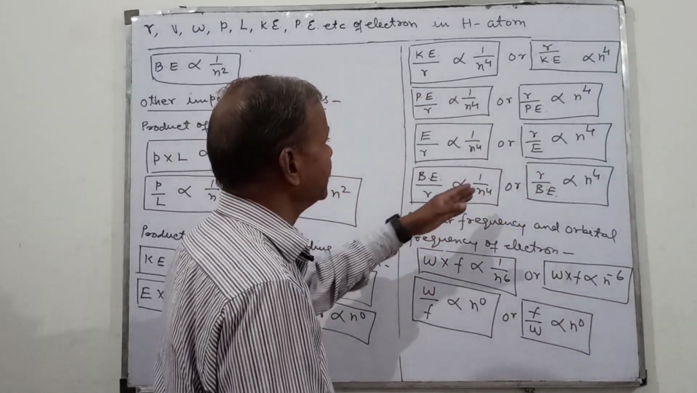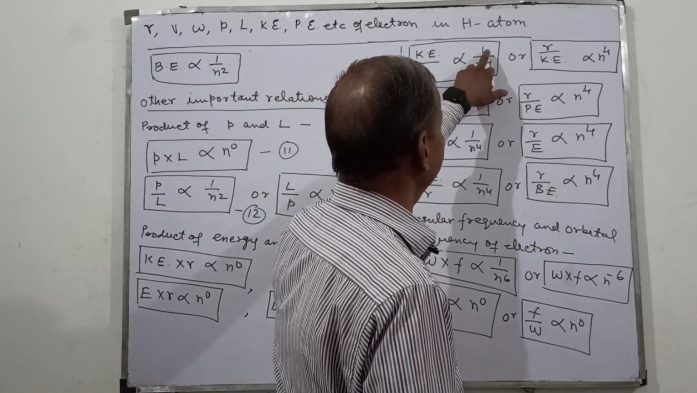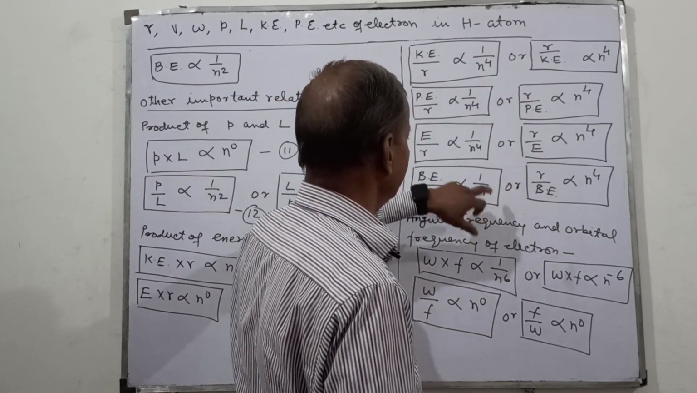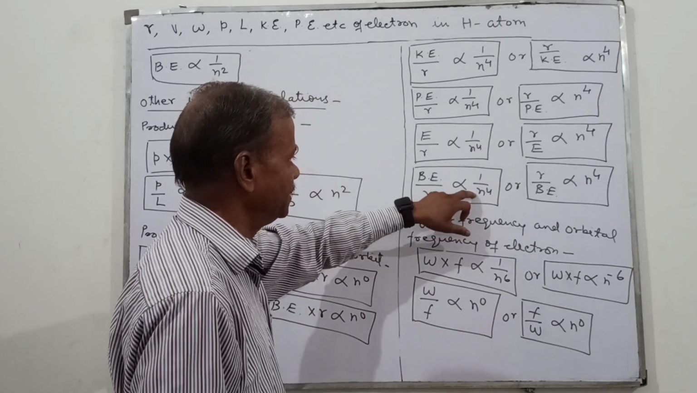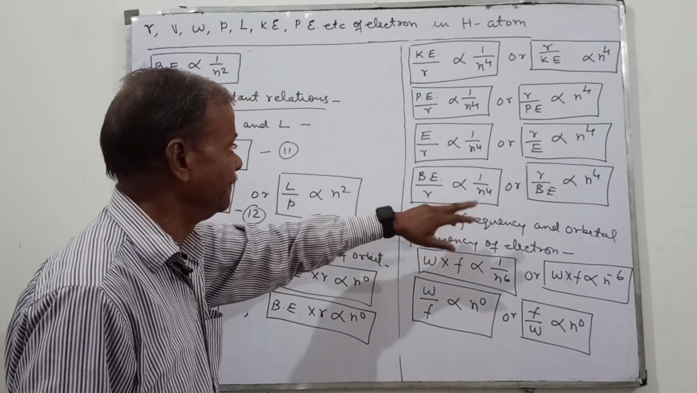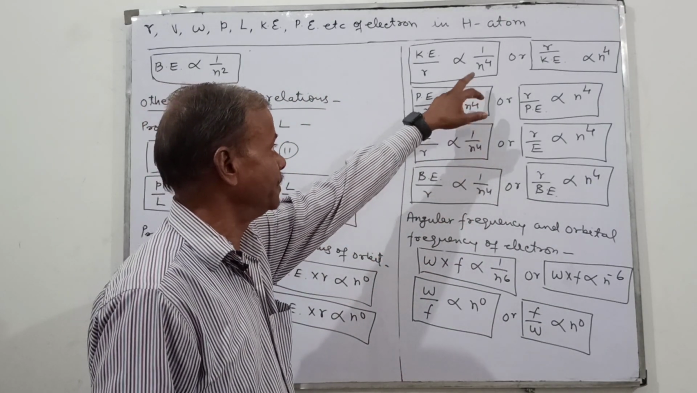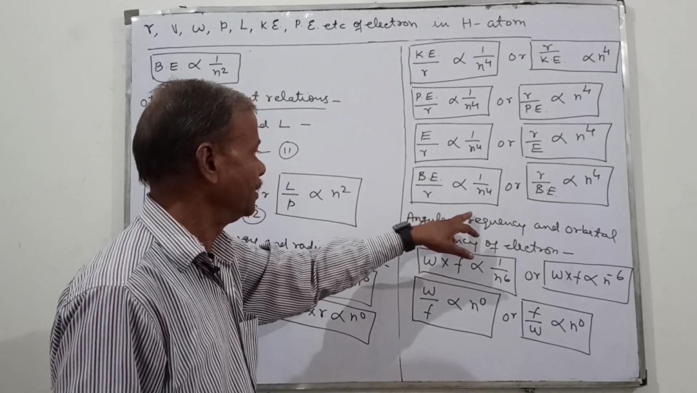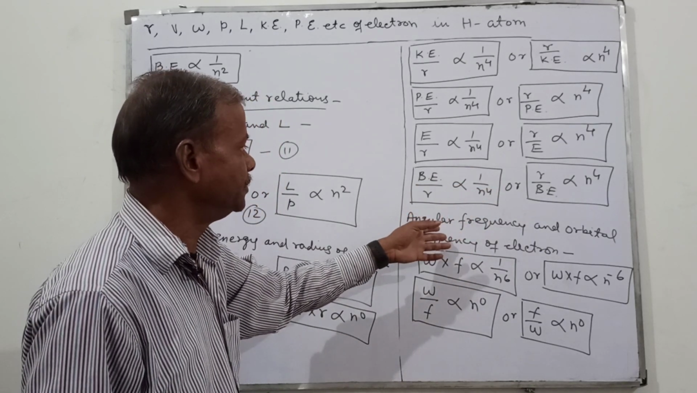Similarly here, if we just reverse this one, then this can be n raised to the power minus 4.